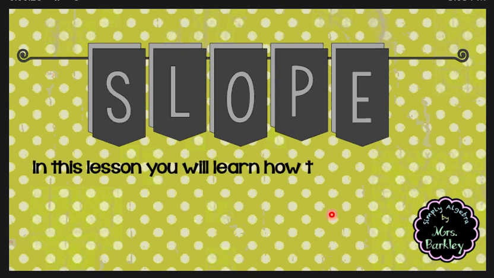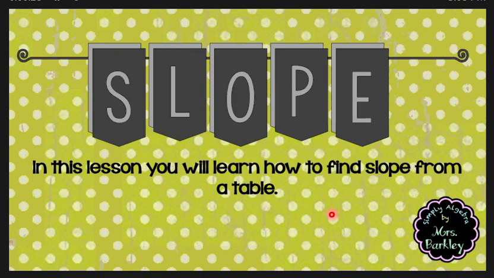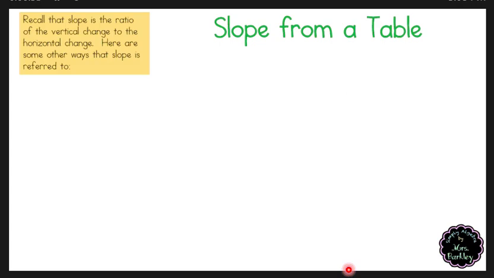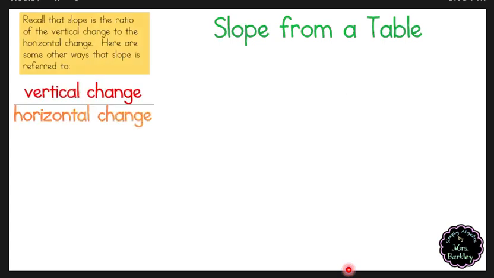In this lesson, you will learn how to find slope from a table. So in order to find slope from a table, recall in our previous lessons with slope that that is the ratio of the vertical change to the horizontal change.